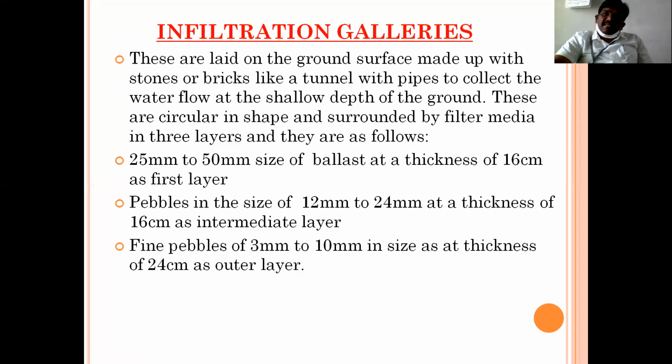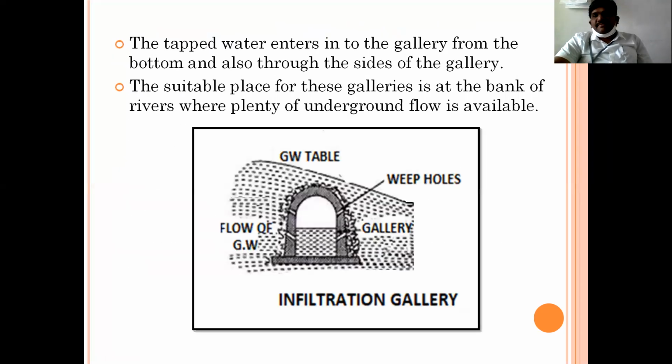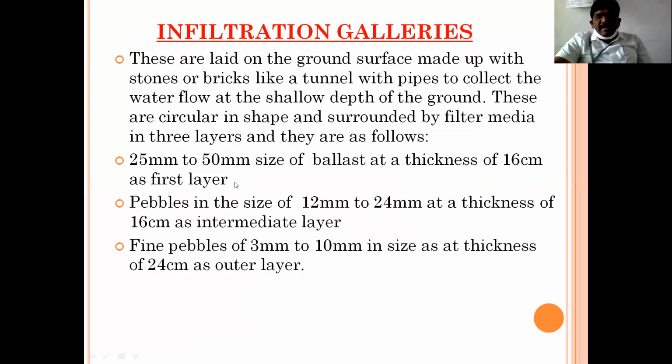For that, these galleries will normally be constructed in 3 layers. It is a 3-layer structure. Do you observe here? The first layer is made with a thickness of 16 centimeters, using material like ballast with a size of 25 mm to 50 mm.